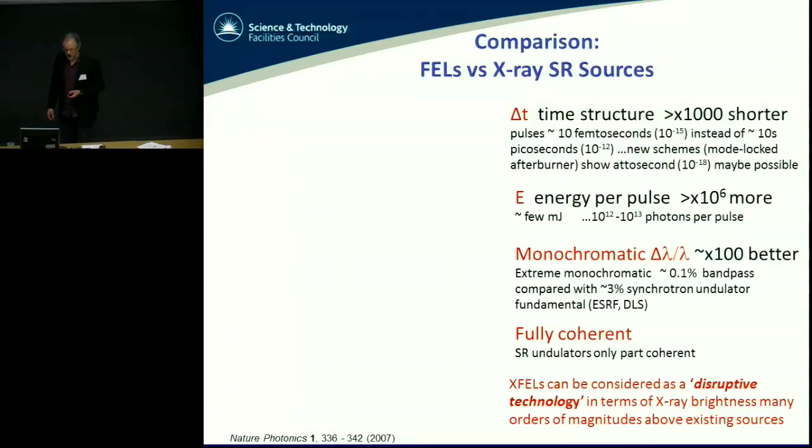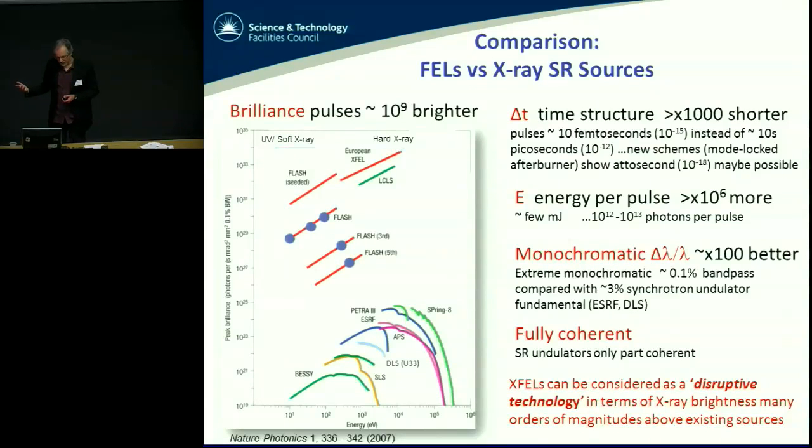Time structures, 1,000 times shorter. You can get femtoseconds instead of picoseconds, and you can't get down below picoseconds on a synchrotron. It's entrapped in the geometry of the machine, as I understand it. Energy per pulse, 1,000,000 times more. Monochromatic is 100 times better than, say, a 3% bandpass you'll get off a synchrotron undulator. Each pulse is monochromatic, but it does dance around a bit in terms of energy, and I'll come on to that later. They are fully coherent, whereas SR undulator is only partly coherent.